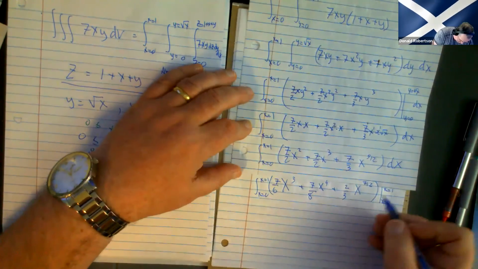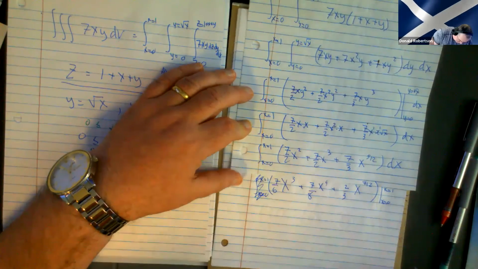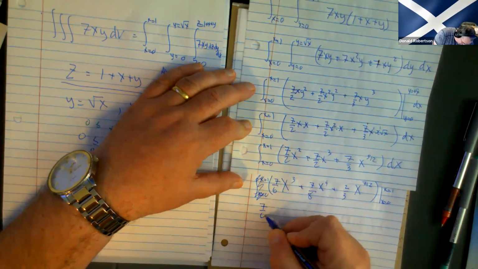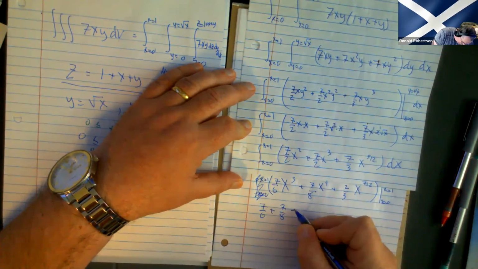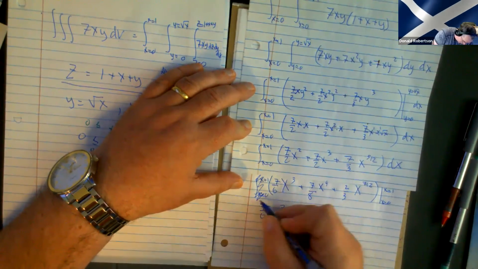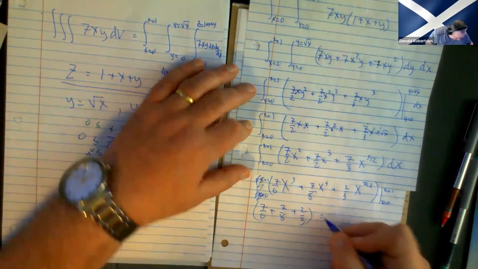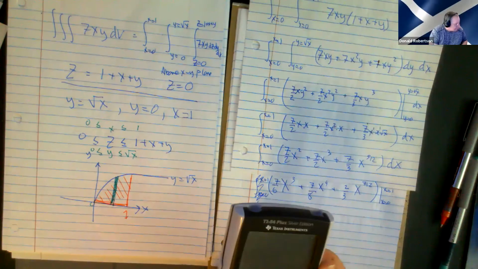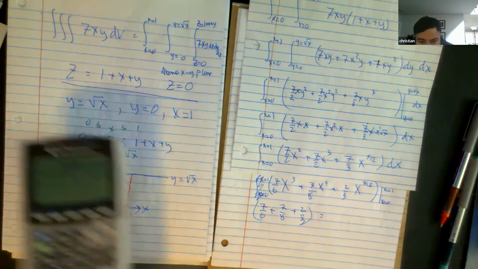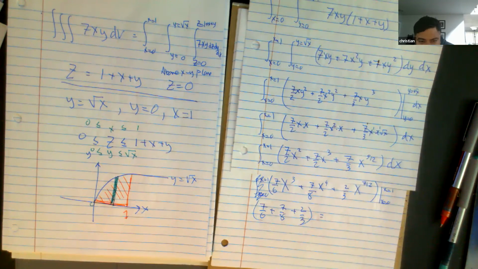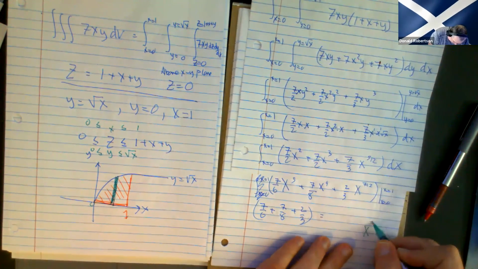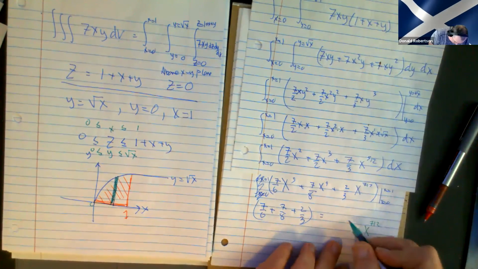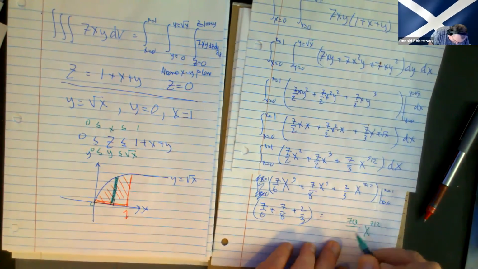That's not too bad, don't need that anymore. That's going to get me 7/6 plus 7/8 plus 2/3. Take away a whole load of nothings. So the 2/3 x to the 7/2. How'd you get 2/3? I got 221. Oh, I added 1 to the power. I then divided by the new power.